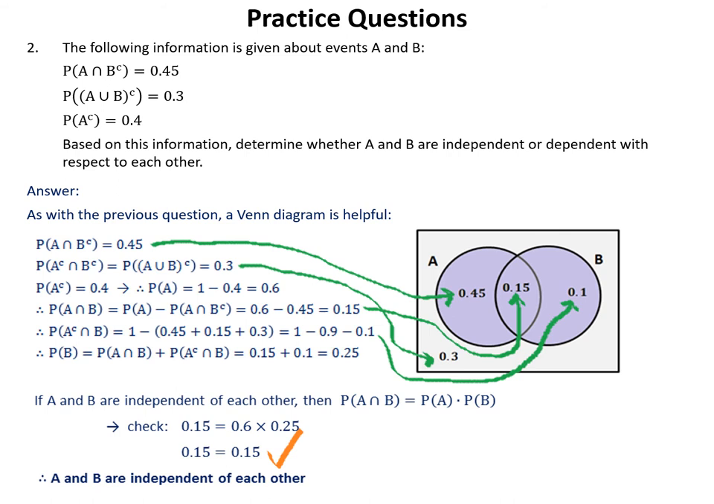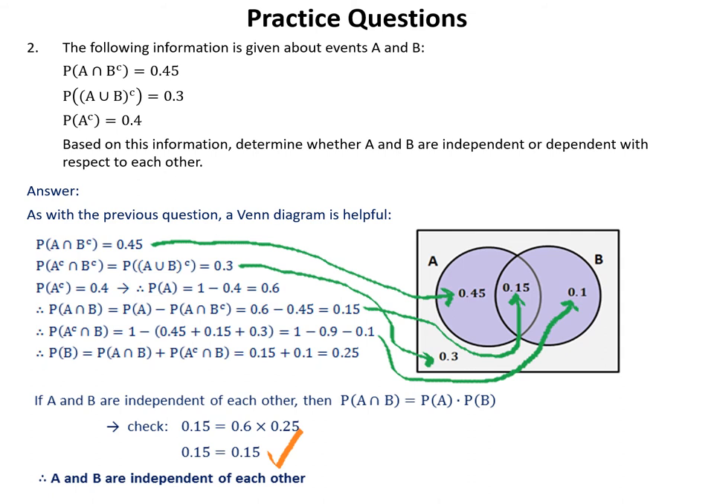So as with the previous question, a Venn diagram is a natural starting point to help us to be able to answer this question efficiently. So what we see in the slide here is each of the given information analyzed and turned into information that we can then put into the Venn diagram. So we start by setting up our Venn diagram. Now we don't know here whether or not the two events are independent or dependent. In fact, that is our task here.